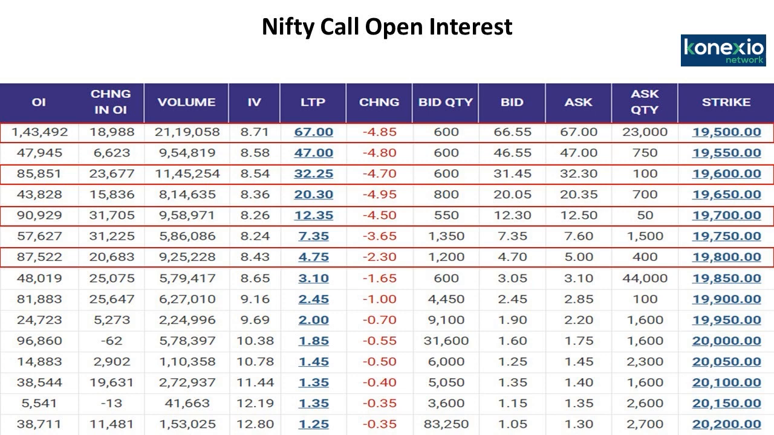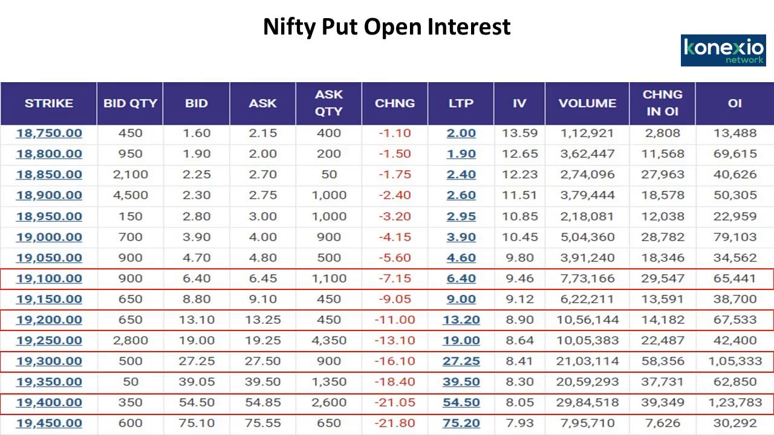Now, friends, let us discuss the Nifty put data. In Nifty puts, you will see the action was seen in 19,400 puts, then 19,300 puts, 19,200 puts, and 19,100 puts. Now here you can see there is a small drop in option premiums. Implied volatility is in comfort zone between 8.05 to 9.46. There has been a rise in the open interest, rise in the volumes.